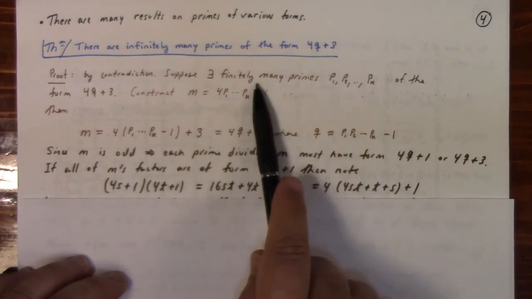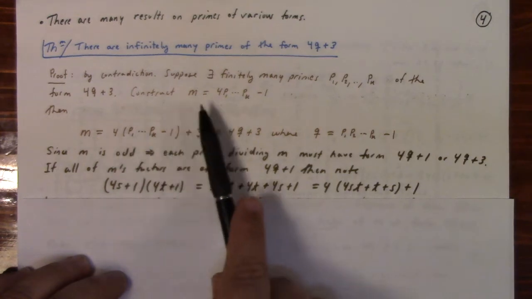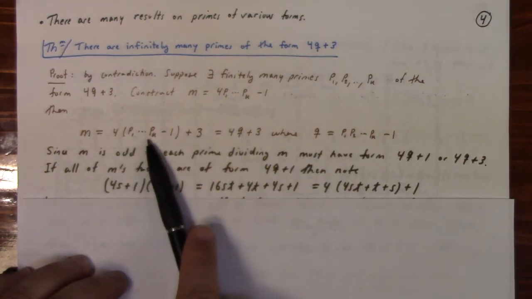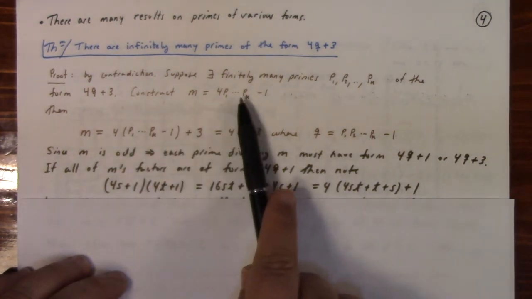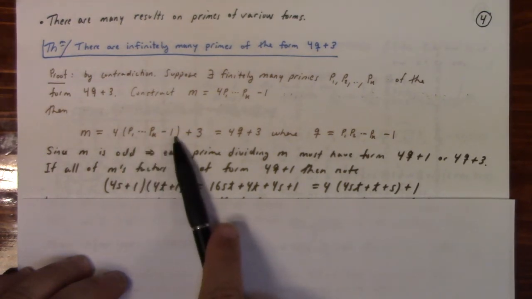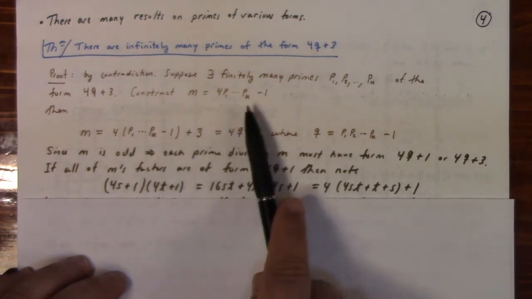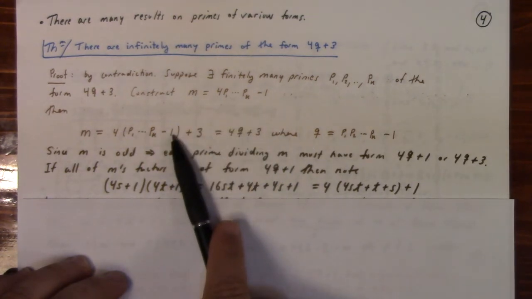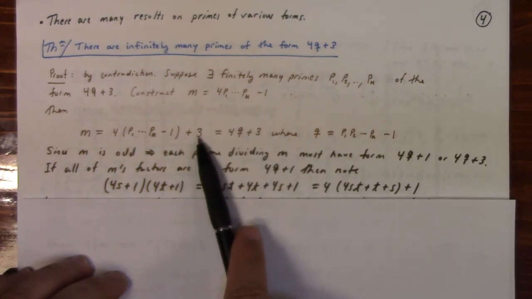And if you tilt your head and squint, you can rewrite this m as 4 times p1 through pk, that's just what I have here, minus 1. So if I subtract 1 here, that's like subtracting 4 overall. So if I had minus 1 to start with and I subtracted 4, I have to add 3 to get back where I started.